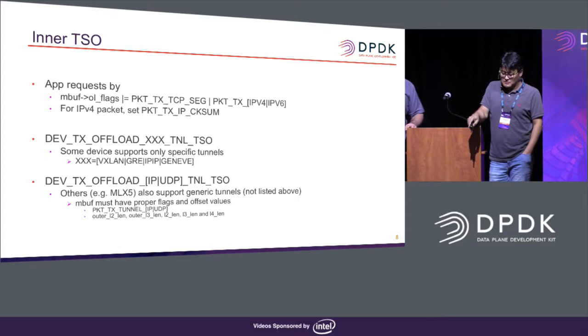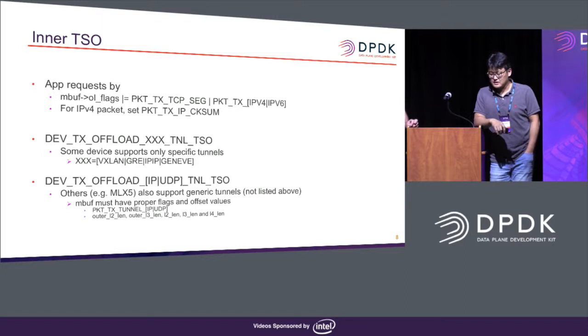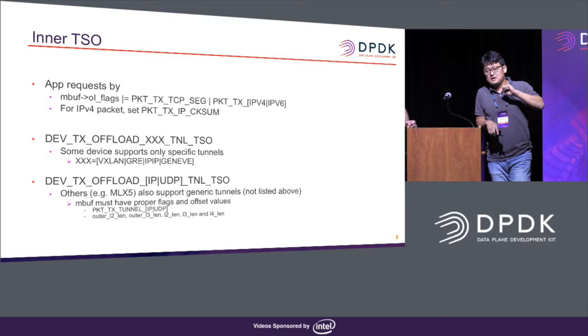by specifying the outer L2 length and outer L3 length and kind of offsets in the packet, in the mbuf, then the device can know where to find the IP header or the TCP header inside a packet. So even though it is an unknown or proprietary tunnel, you can offload that as well, if the device supports that.